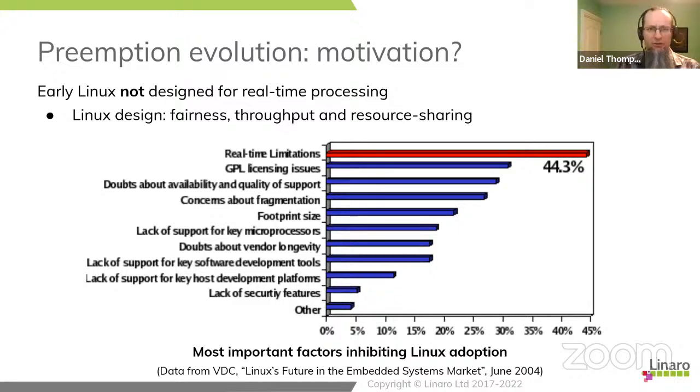Just a quick aside into history. So how did these preemption models come about? I mean, it's fair to say that the early Linux, meaning kind of turn of the century Linux, was not designed for real-time processing. It wasn't what it was for. It was at that time designed for fairness, throughput, and resource sharing of machines like servers.